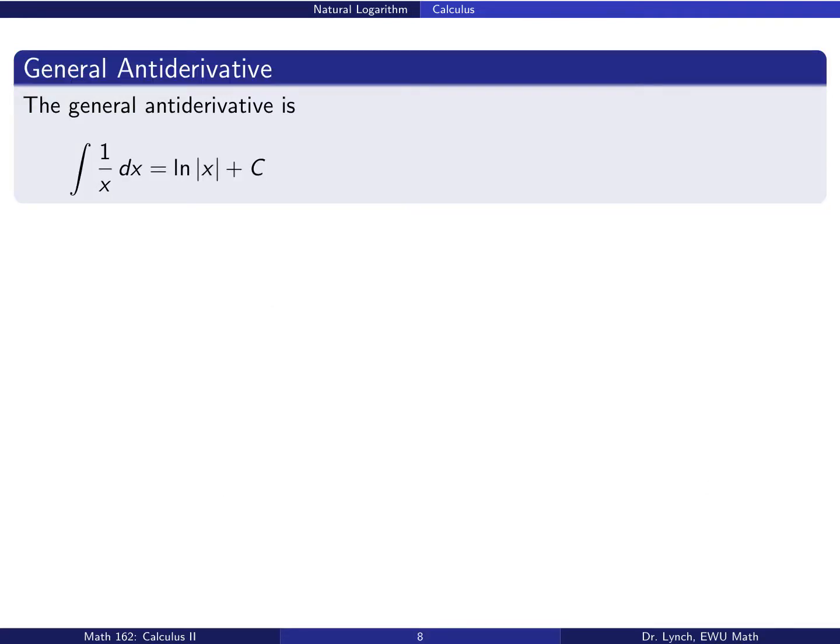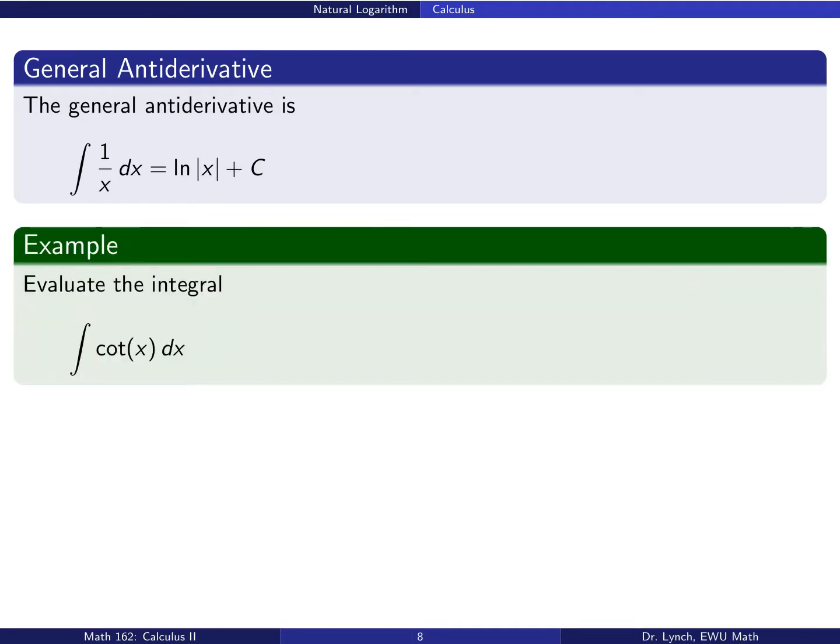So since 1 over x can be found by taking the derivative of the natural log of |x|, the general antiderivative of 1 over x is the natural log of |x| plus c. And again, this is the most general antiderivative that encompasses all of the possible domain values for the function 1 over x.